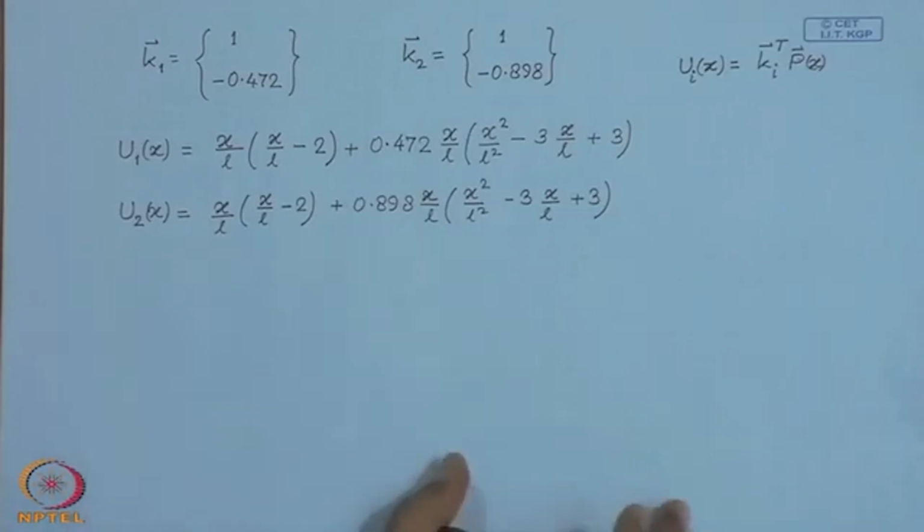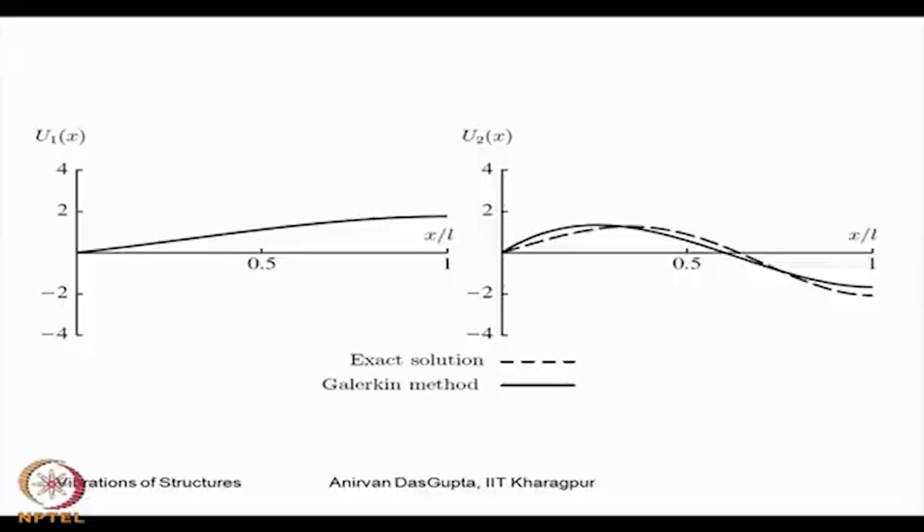Now, here we can see a comparison of these eigenfunctions with the exact solution that we had obtained previously. So, as you can see within the accuracy of the plot the fundamental eigenfunction is indistinguishable from the exact. Fundamental eigenfunction solved from the Galerkin method is indistinguishable from the exact solution.